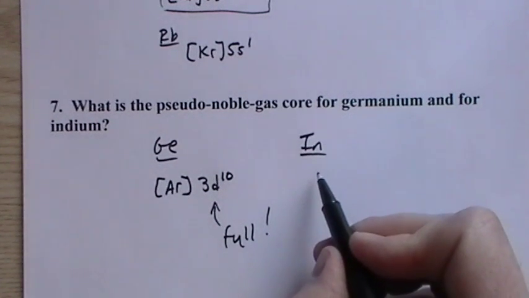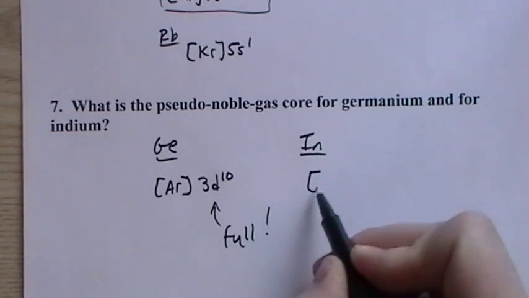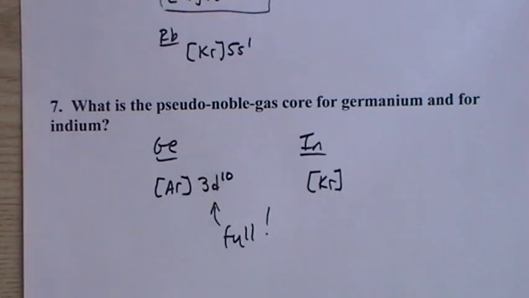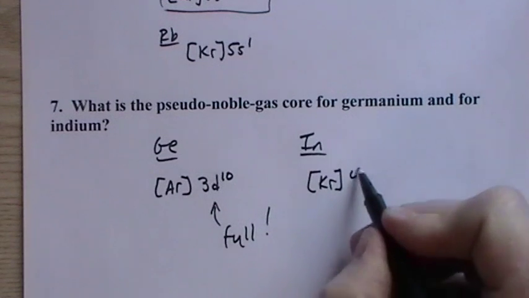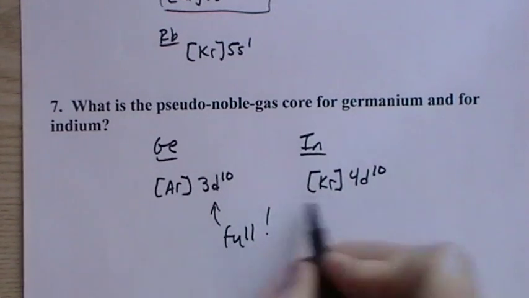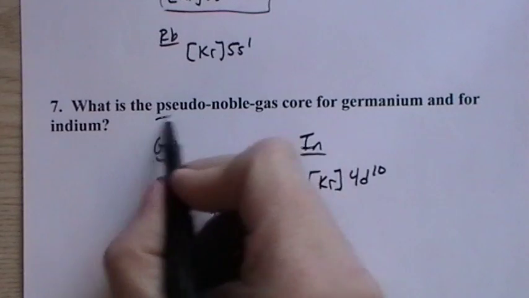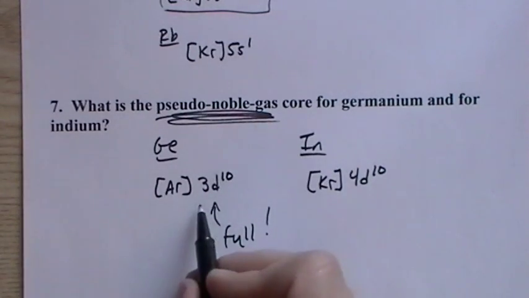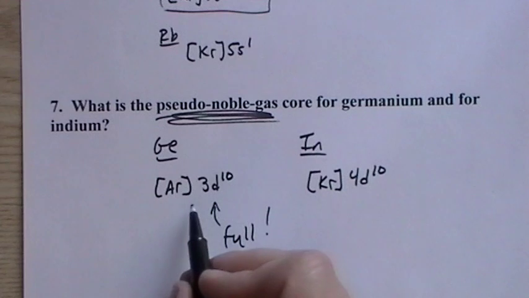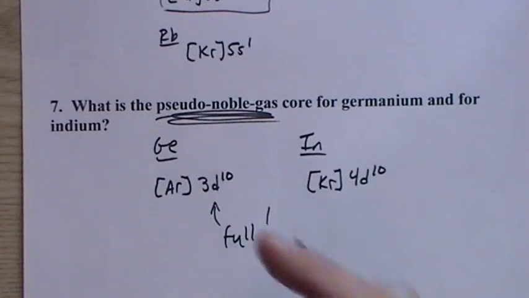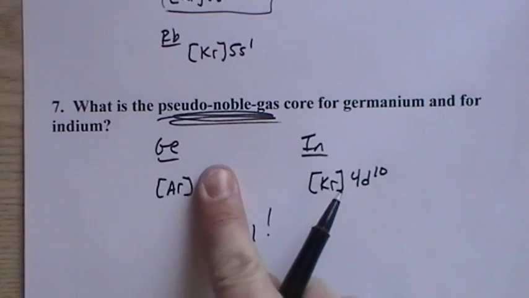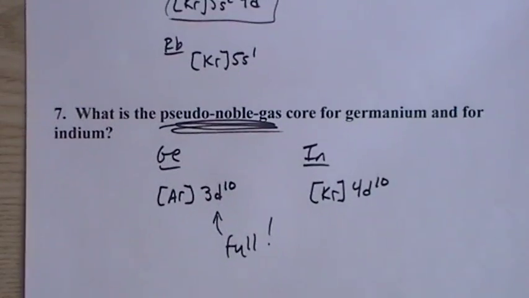So indium has krypton, and then it has 4d10. This is not the electron configuration. It's just the pseudo-noble gas core. So you say, well, that's not the electron configuration of indium. Absolutely, it's not. It's the pseudo-noble gas core. Just like this is the noble gas core. You wouldn't say that that's the electron configuration of the element either. It's the noble gas core, which is another type of question that could be asked.